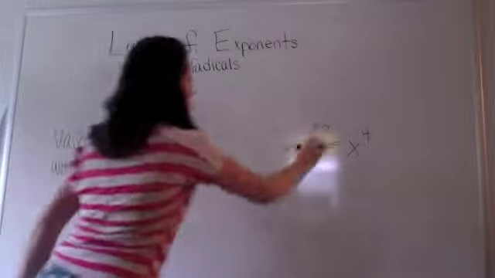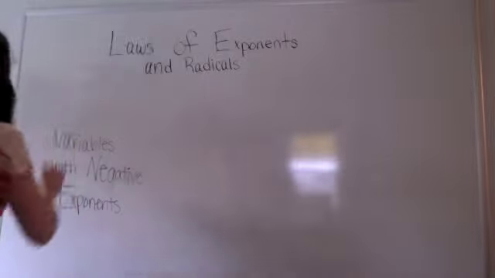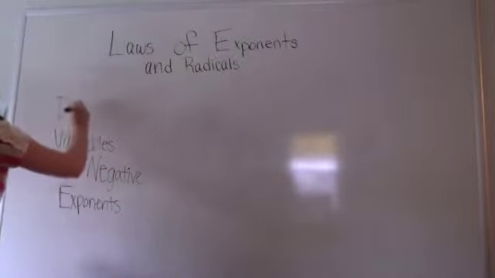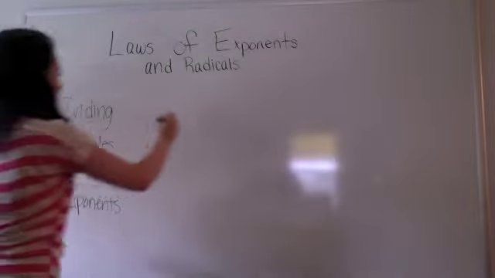Dividing variables with negative exponents. When dividing variables with negative exponents, take the variable with the negative exponent and move it to either the numerator or the denominator and change the exponent to a positive.